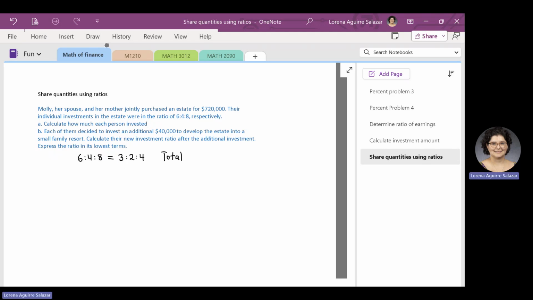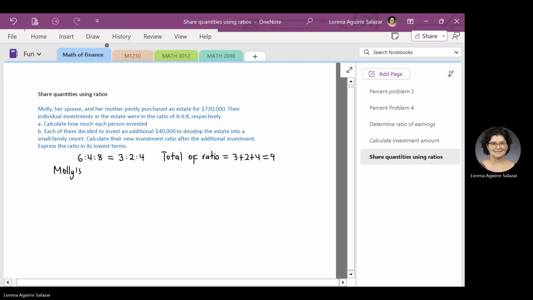The total of the ratio is given by the addition of the terms of the ratio. So we have, in our case, 3 plus 2 plus 4, and that gives us 9. Based on the total of the ratio and the terms of the ratio, we can say that Molly's share, what Molly invested in the estate, was 3 out of 9.